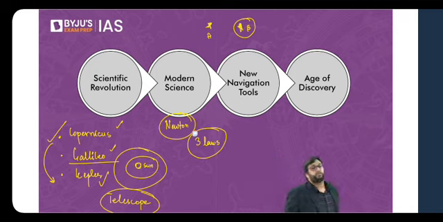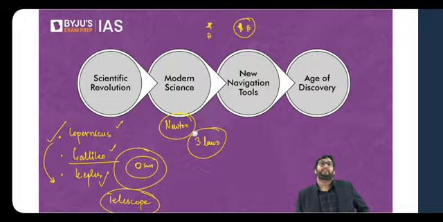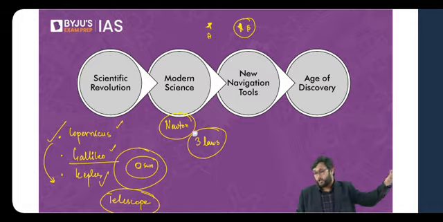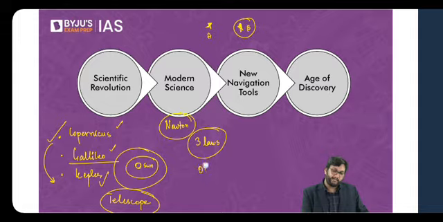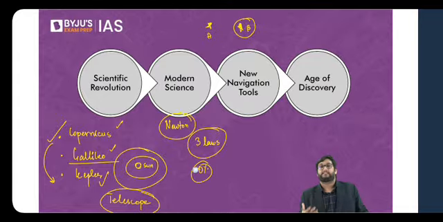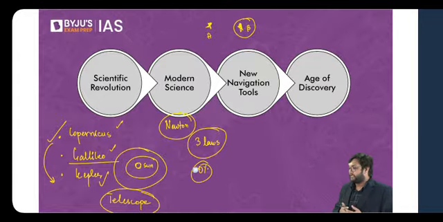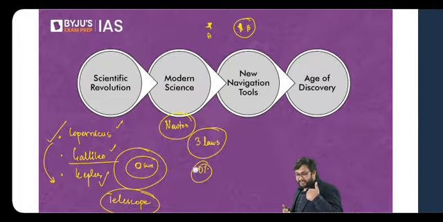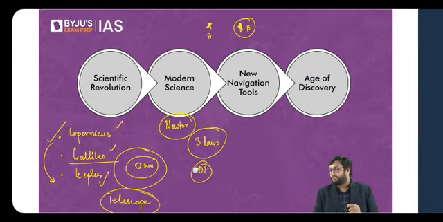And what Newton proved was that everything had a logic behind it. Everything had a reason behind it. And with this, the church's authority more or less became zero over the knowledge system, and humanities and modern sciences now started to dominate. And with the rise of modern sciences came new navigation tools.